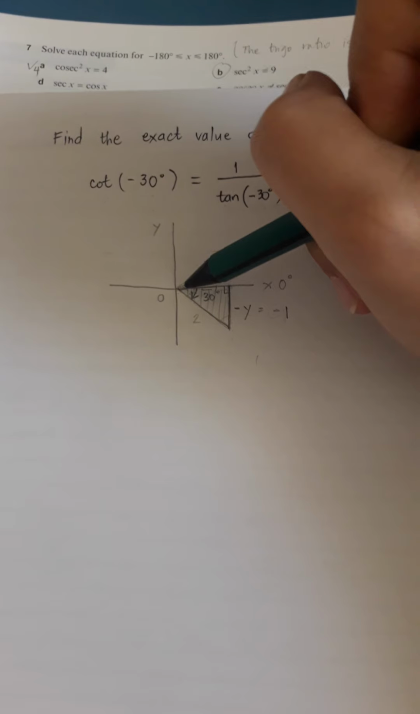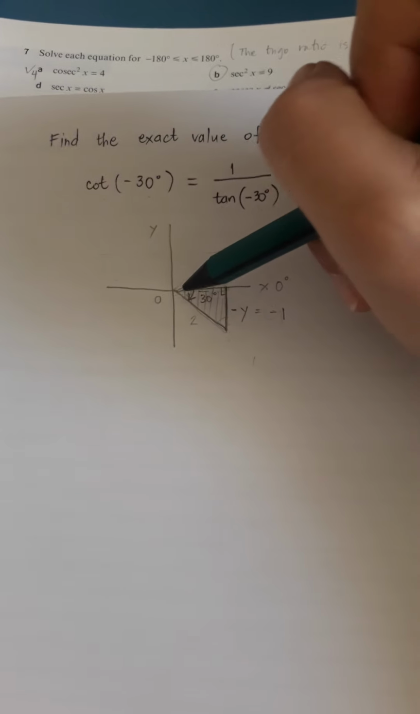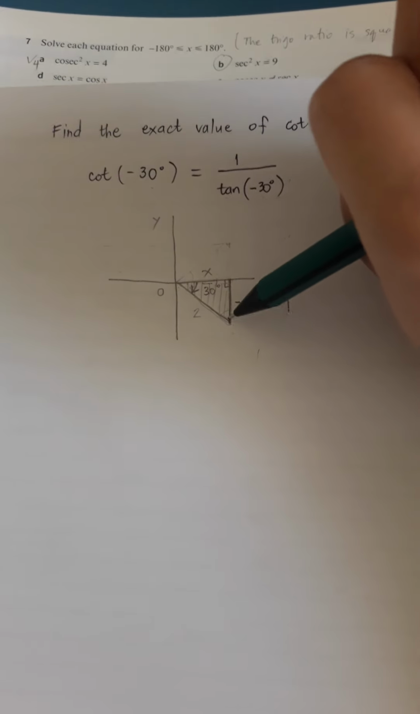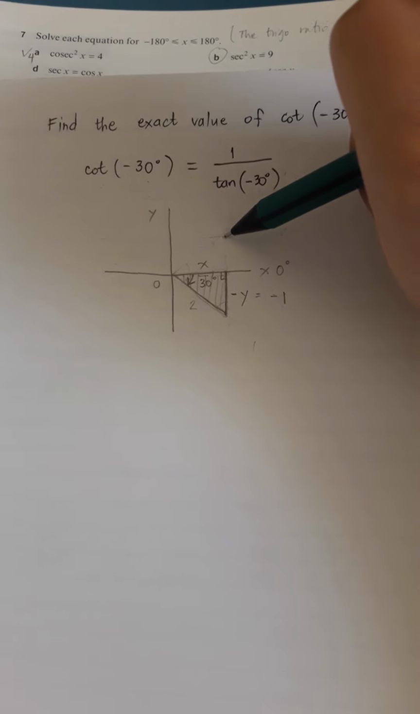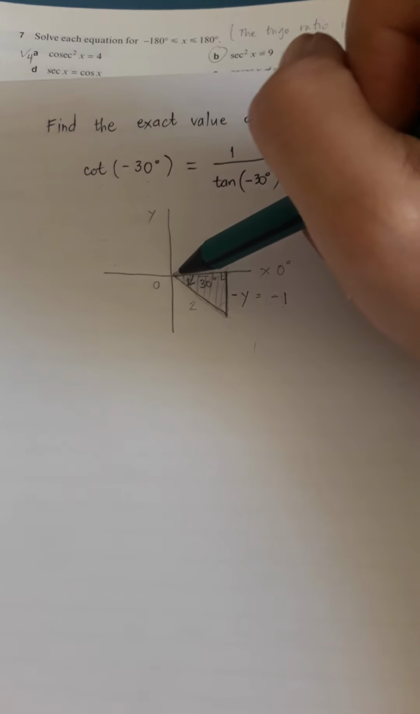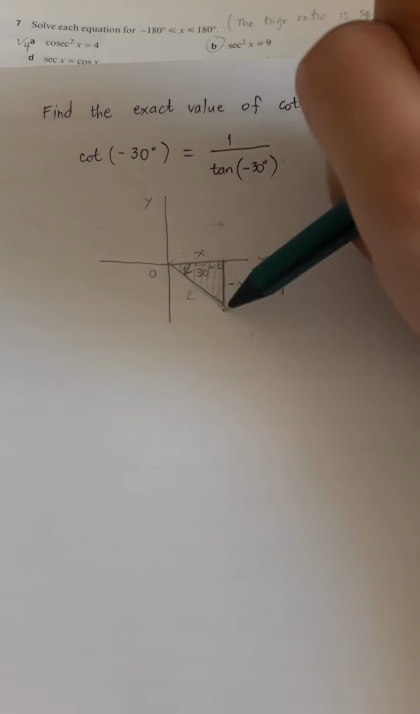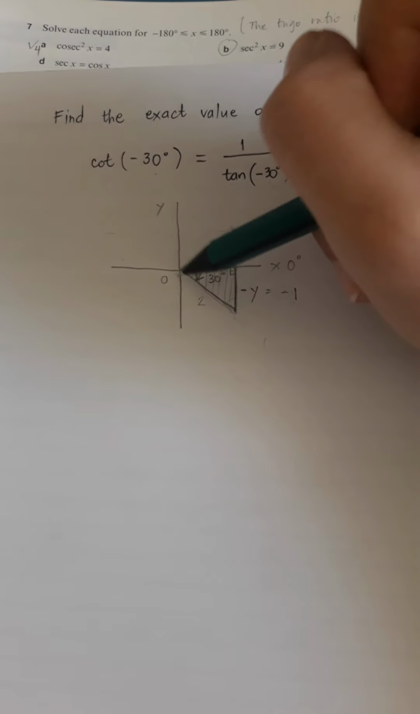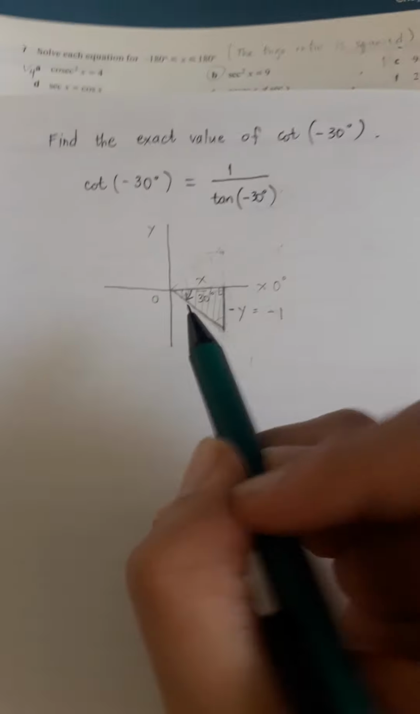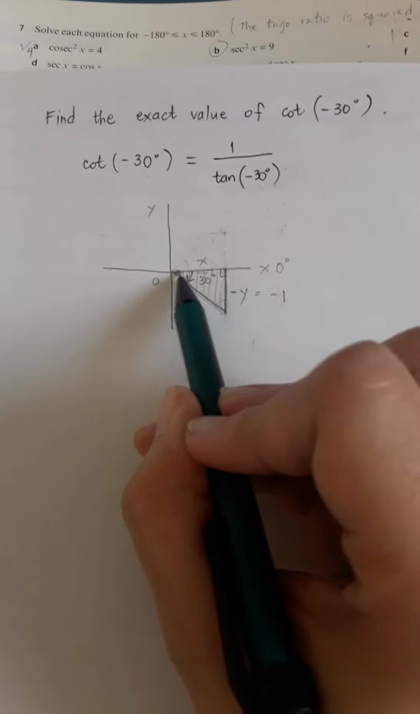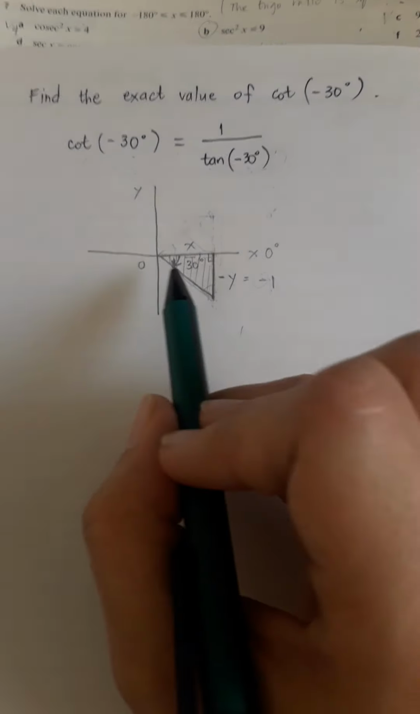So the length of this will be 2 units. Again, because this is equilateral. So 1. This will be 1 also. So this will be 2, which makes this 2. So all the sides will be 2, because this triangle here is equilateral. And how do we get the value of x? By Pythagoras theorem, this will be square root of 3.